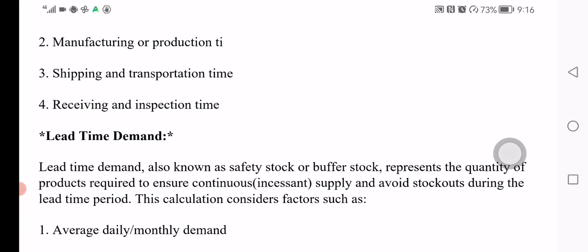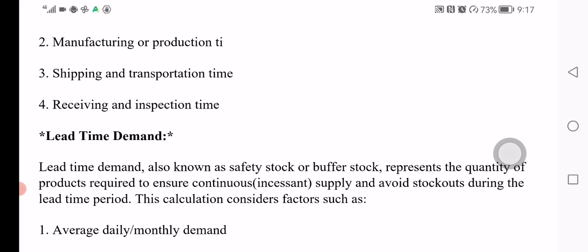What is lead time demand? Now this is a very new concept, and most probably most people are unfamiliar with it. Lead time demand, also known as safety stock, is the quantity of products required to ensure continuous supply. What is buffer stock, safety stock? It is a quantity of the products that you hold in your stock in order to prevent a stockout, in order to ensure continuous, incessant supply.